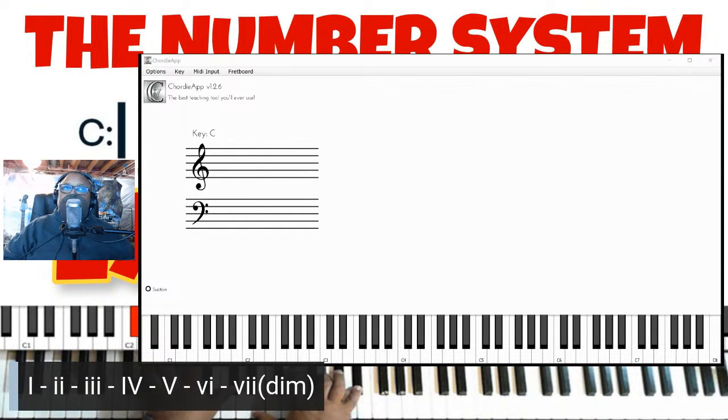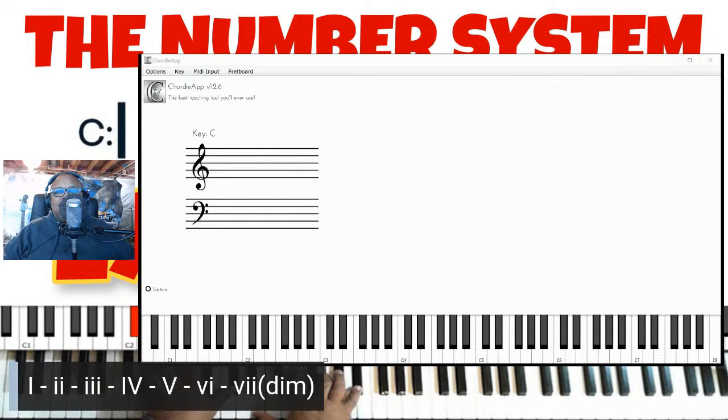Now we're going to jump to the 4. If you're just tuning in, we're going over the number system. If you look at the bottom left-hand corner, we're on the Roman numeral 4. Now with the Roman numeral 4, it's capitalized, right? So that means you're going to play your 4th degree as a major chord. So now we're jumping back to major again.